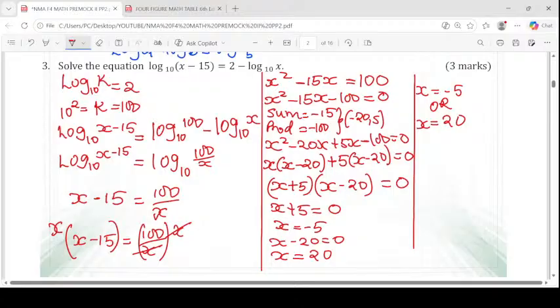We are now going to sum our answer and finally conclude by saying that therefore our value of x should be positive 20. It cannot be negative 5. X cannot be a negative number in this case of logs. I hope that has been well understood.